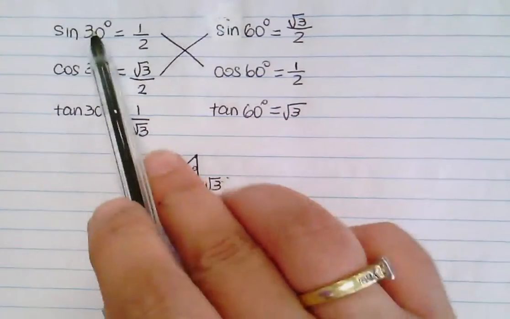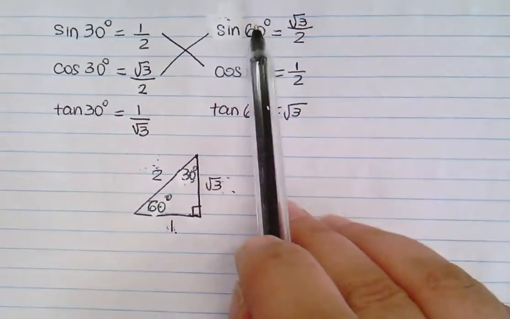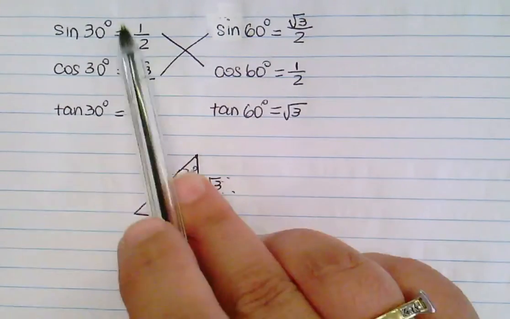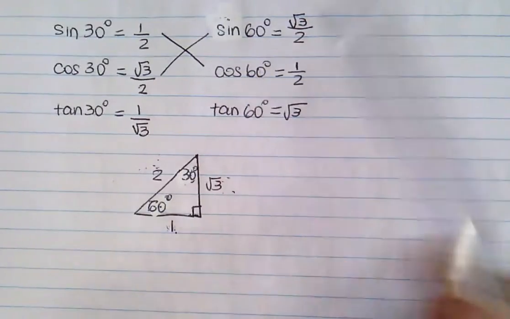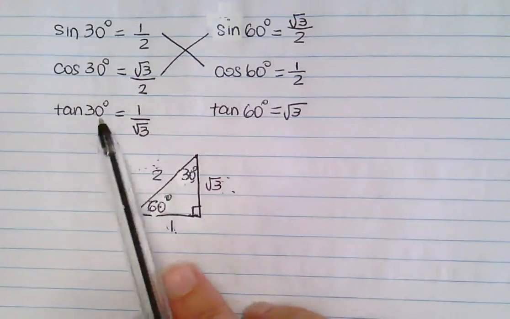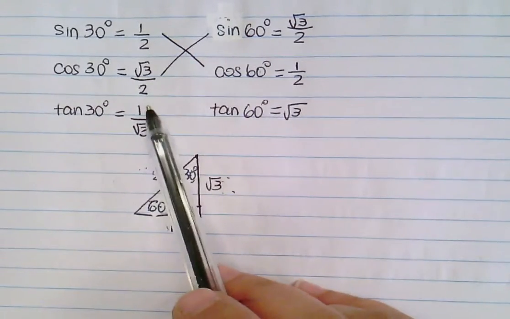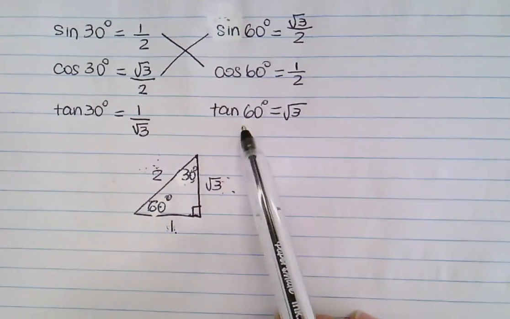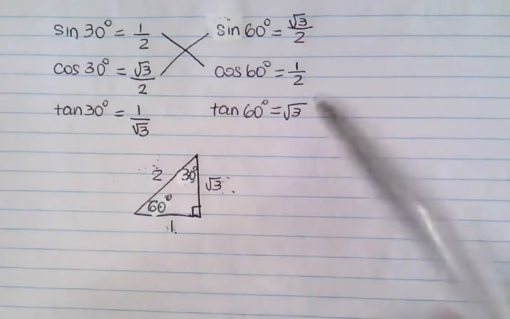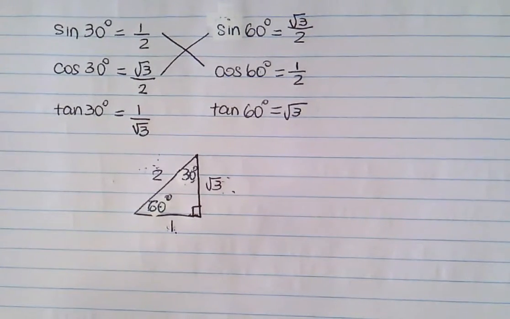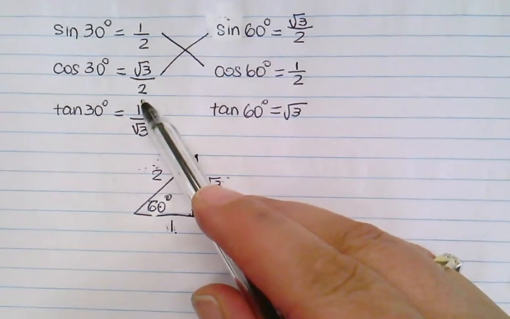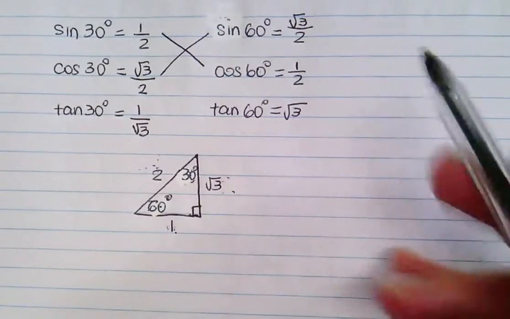So I just learned sine 30 and sine 60, and I know sine 60 is the same as cos 30, and I know sine 30 is the same as cos 60. And the way I remember the tan of 30 and 60: you know how 30 is smaller than 60? Well, 1 on root 3 is smaller than root 3. So they've both got the root 3s, and for 30, 1 on root 3 is smaller than root 3.